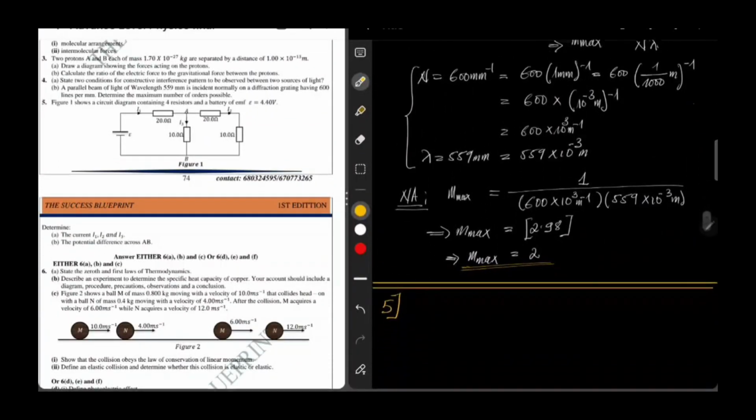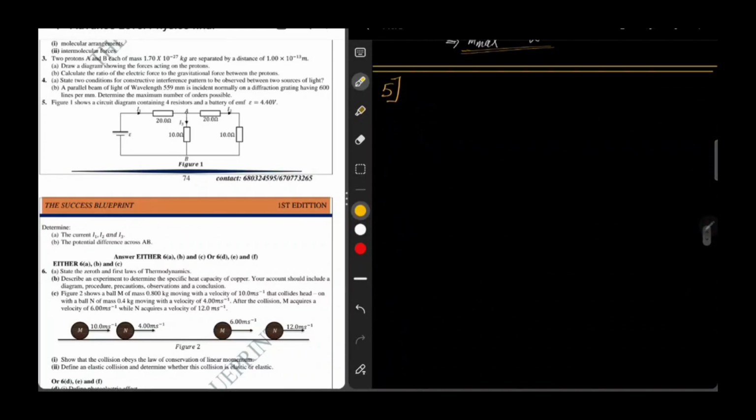Okay guys, let's move over to question 5. Question 5 reads: figure 1 shows a circuit diagram containing 4 resistors and a battery of EMF epsilon equals to 4.40 volts.